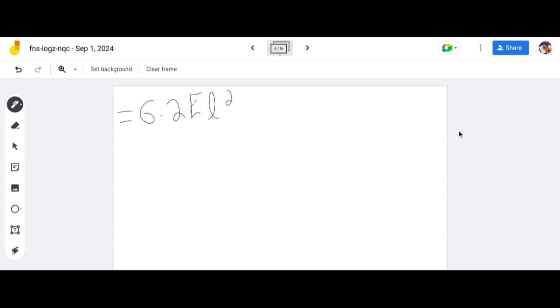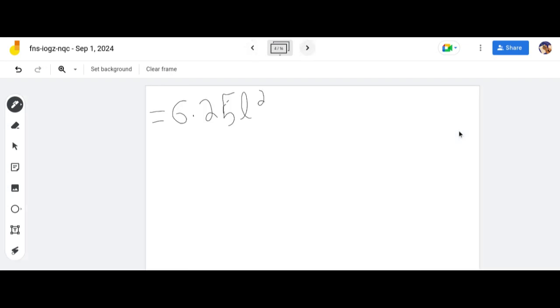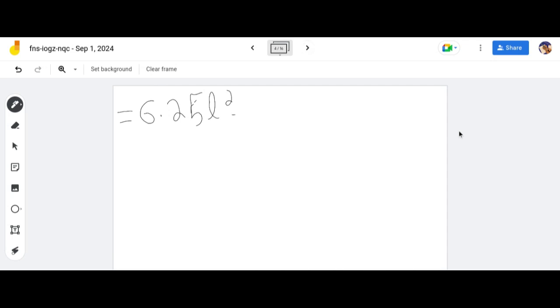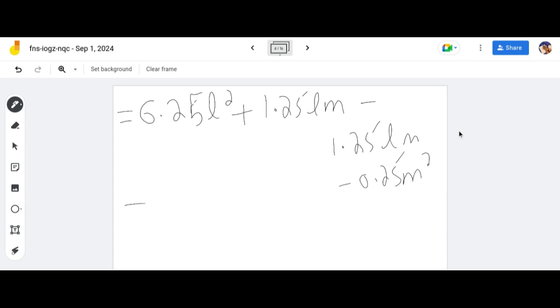Okay. So first term 6.25 L square, and now 2.5 with 0.5. It gave us 1.25 LM. Now the other term is minus 1.25 LM, because these two are the same. Then minus 0.25 M square. Understood how I did that? Yes, ma'am. This term with this term, then with this term. This term, then with this term. Okay? So now you have to do the plus and minus.